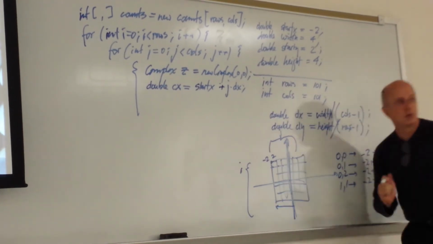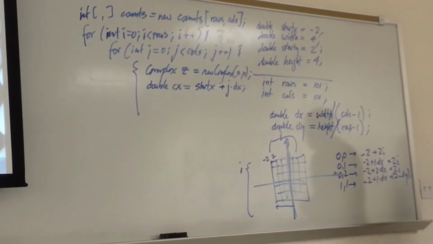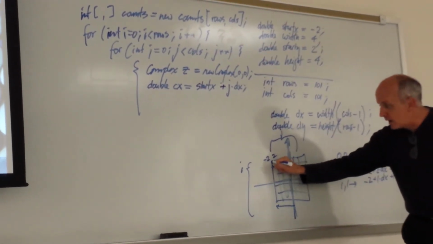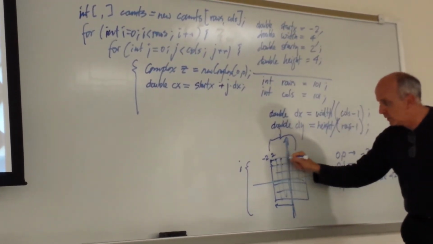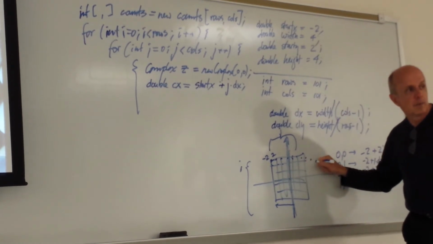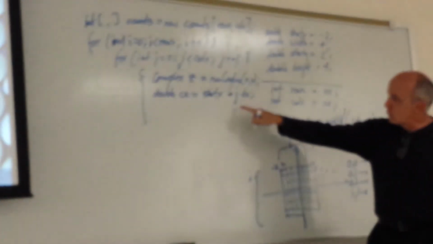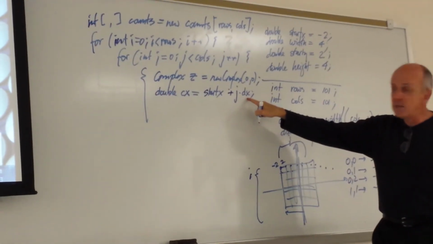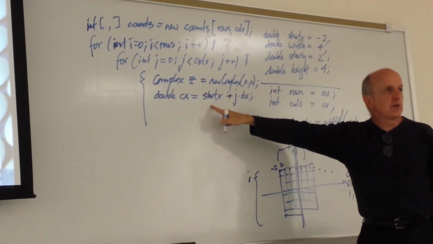I'm negative 2 units to the left of the y-axis. That's my starting x position. As j increases, I move to the right by that many columns. So j times the width of one column, added to wherever I started, becomes the x-coordinate of the complex number at that position.